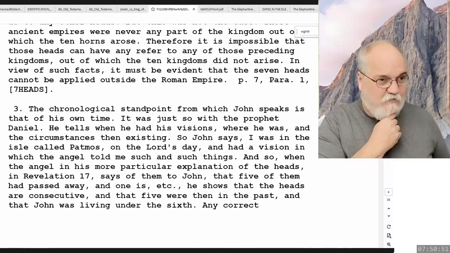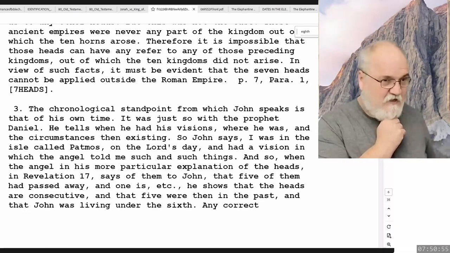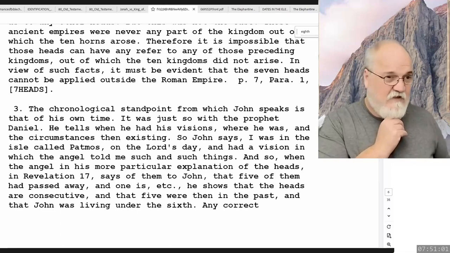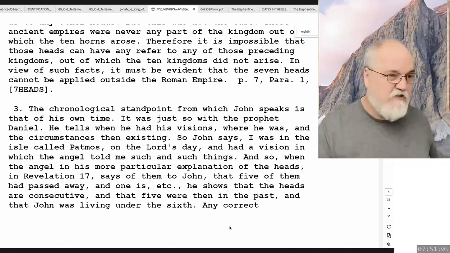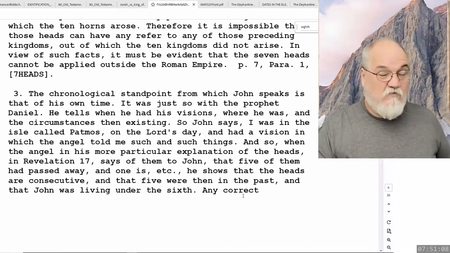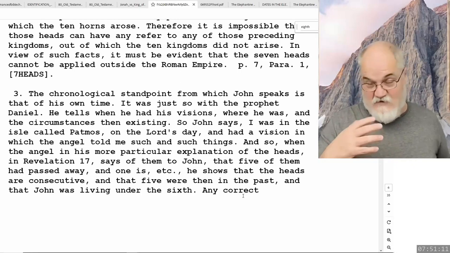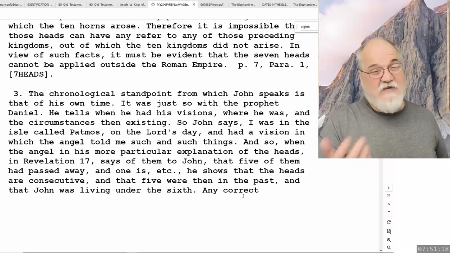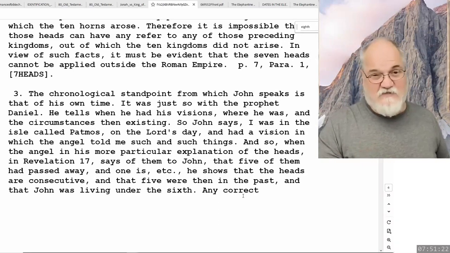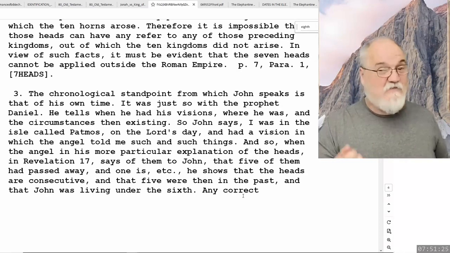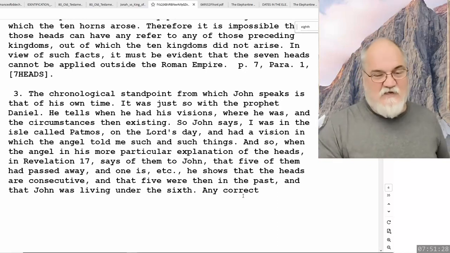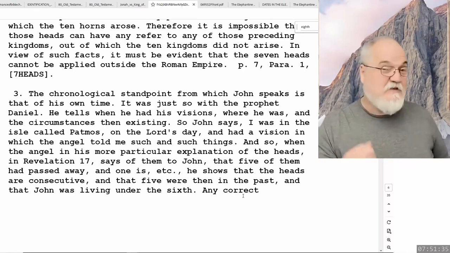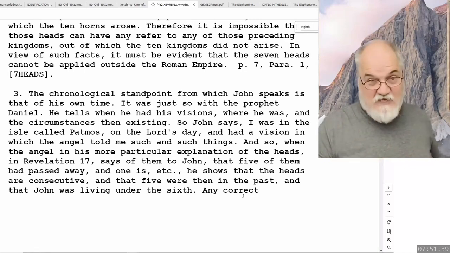And so when the angel, in his more particular explanations of the heads of Revelation 17, says of them to John that five had passed away and one is, etc., he shows that the heads are consecutive and that five were in the past and that John was living under the sixth. Now, we would agree with this idea that wherever John is in this explanation, five are past. So this goes against his earlier argument, because if they are successive kingdoms, we're not saying that those kingdoms existed in 1798 or even in the time of John, right? We're just saying that this kingdom is a continuation, in a sense, of all of those kingdoms.